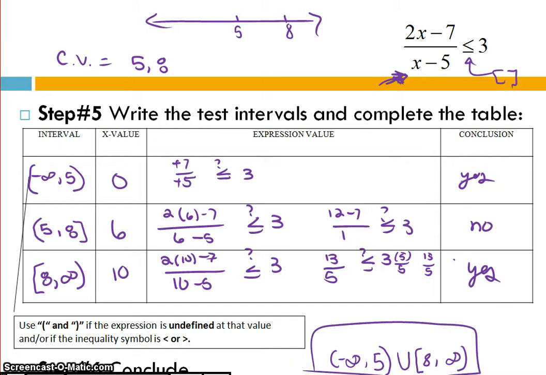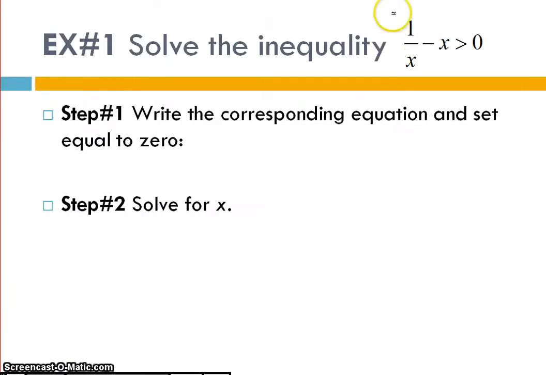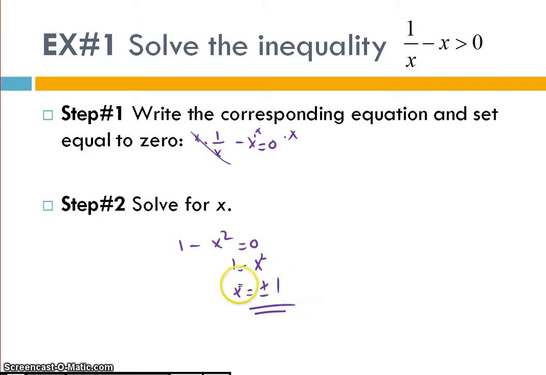Let's go ahead and move on to problem number 2, where we're going to solve this inequality. We want to know where it's greater than 0. So we're going to write the corresponding equation and set it equal to 0. So we have 1 over x minus x equals 0. To get rid of the fraction when we solve for x, I can just multiply every term by x, and then it'll get rid of the fraction. So I have 1 minus x squared equals 0, or x squared equals 1. When I take the square root, don't forget you have plus or minus 1. So those are the 2 x-intercepts.